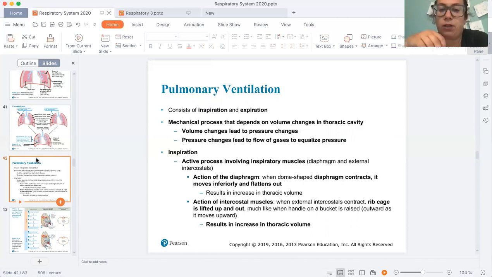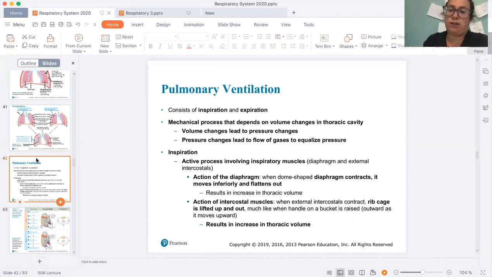Inspiration is an active process that uses our inspiratory muscles, which are our external intercostals, our rib muscles, and our diaphragm, that big giant flap of muscle that hangs out underneath the lungs and goes up and down depending on what we have to do. During active inspiration, the diaphragm contracts, moves inferior and flattens out, and this causes the volume in the thorax to increase.